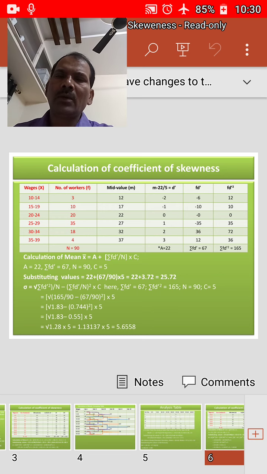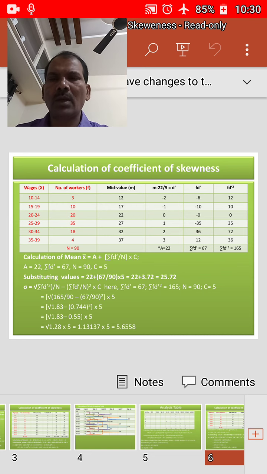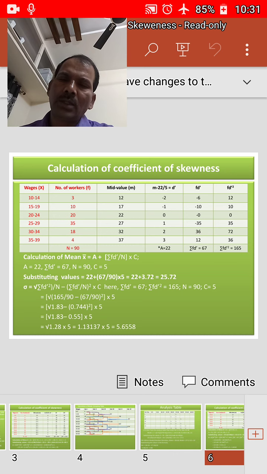Okay, now in order to find fd dash square, first you find d dash square. d dash square is minus 2 into minus 2, 4, minus 1 into minus 1, 1, 0 into 0, 0, 1 into 1, 1, 2 into 2, 4, 3 into 3, 9. These square values are multiplied with their frequencies. That is 4 into 3, 12, and 1 into 10, 10, 0 into 20, 0, and 1 into 35, 35, 4 into 18, 72, and 9 into 4, 36.